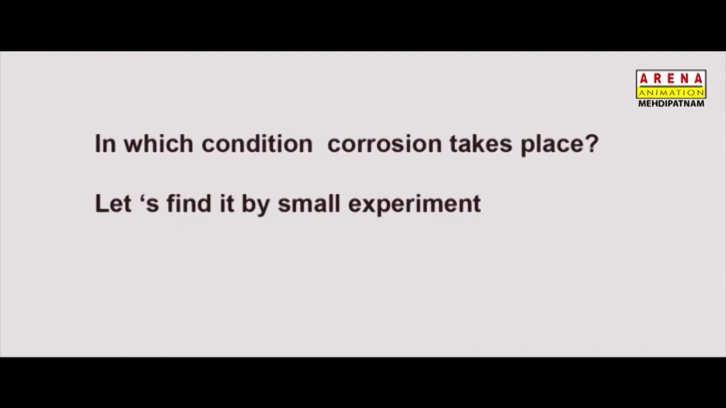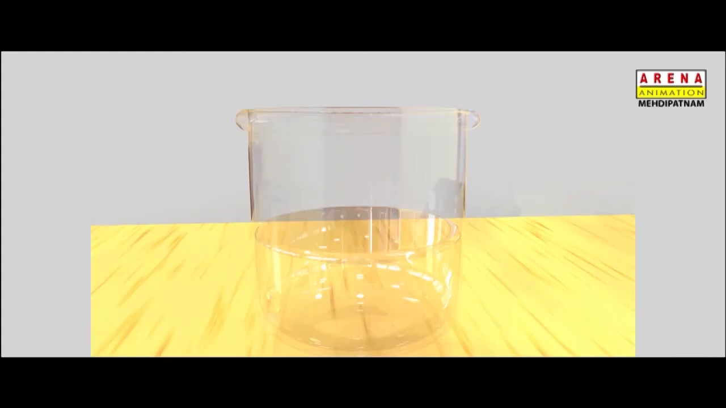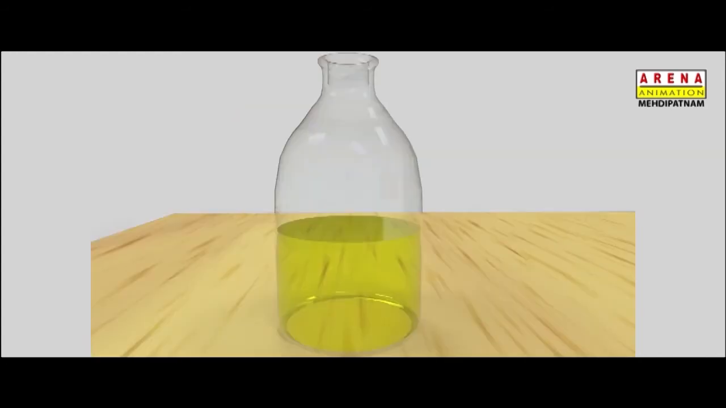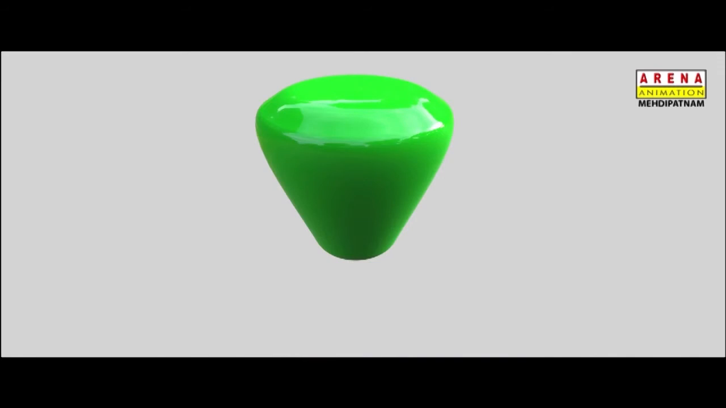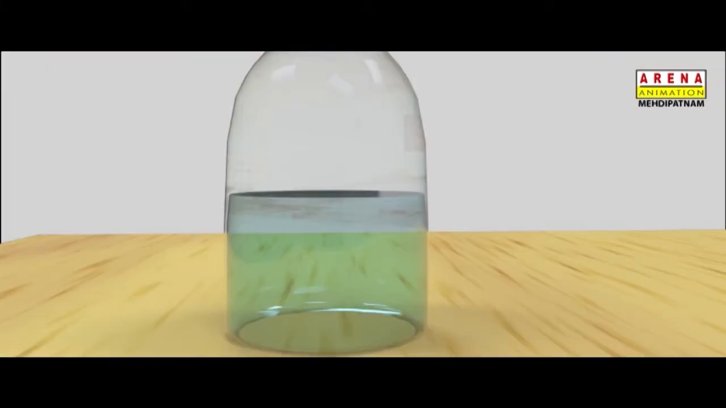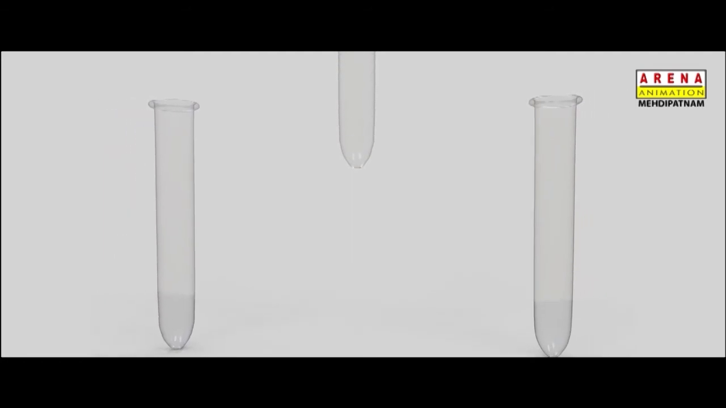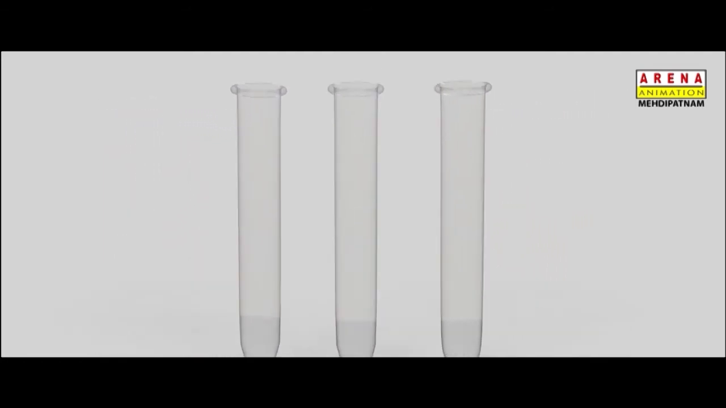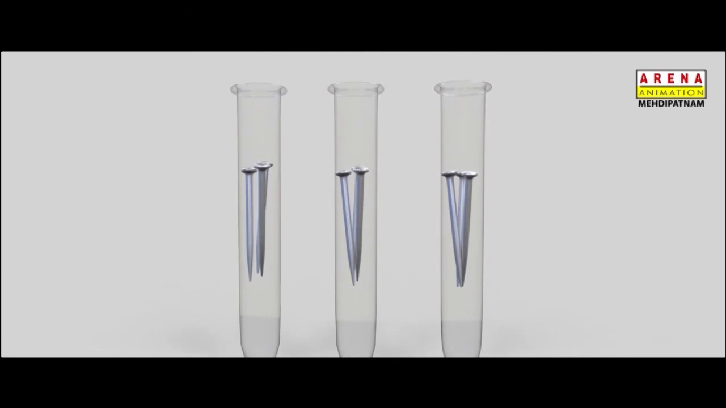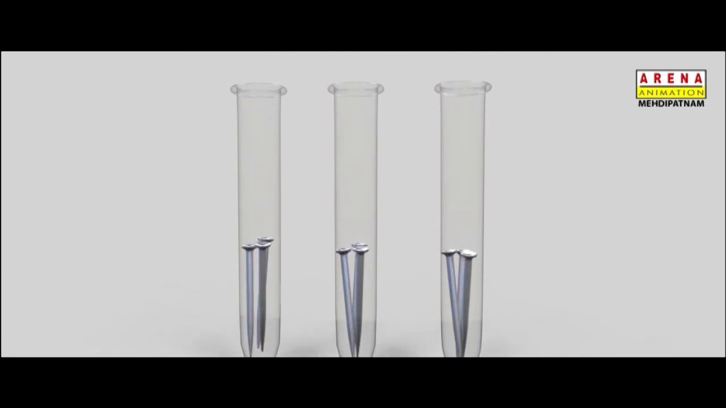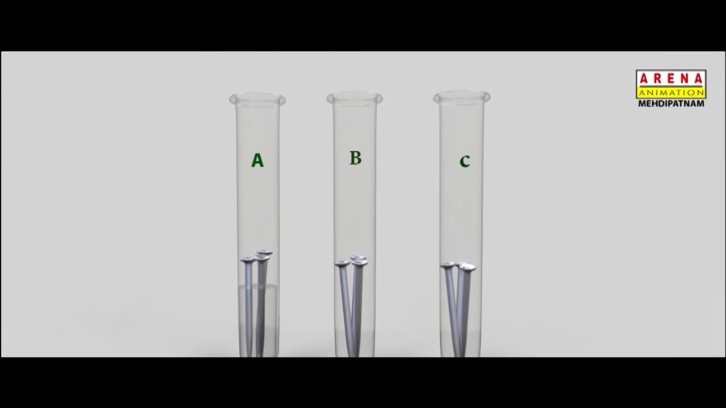Let us find this out by a small experiment. Requirements: 3 test tubes, nails, distilled water, oil, corks, anhydrous calcium chloride. Procedure: take 3 test tubes and place clean iron nails in each of them. Label these test tubes A, B and C.